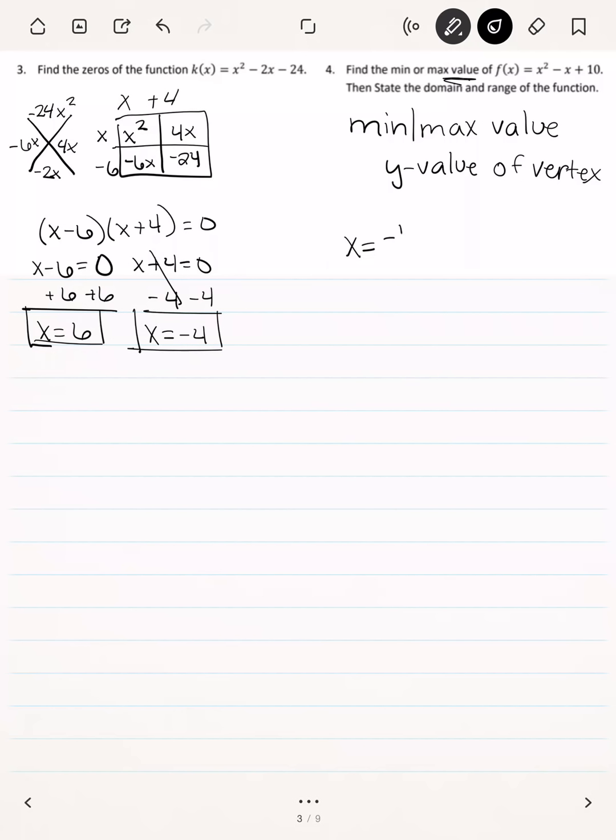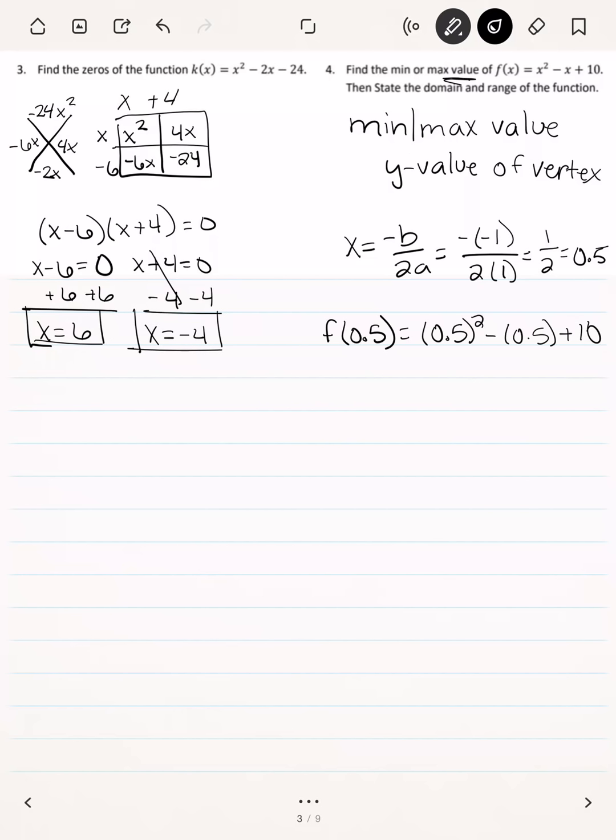So I get x equals negative b over 2a. I have a negative, and then my b is a negative 1 all over 2 times a positive 1. 2 negatives make a positive. 2 times 1 is 2. 0.5. The only reason I'm changing it to a decimal in this video is because it just makes it easier on us to type in the calculator. So now I need to find f of 0.5. So I do 0.5 squared minus 0.5 plus 10. When I type that into my handy dandy calculator, I get 9.75.